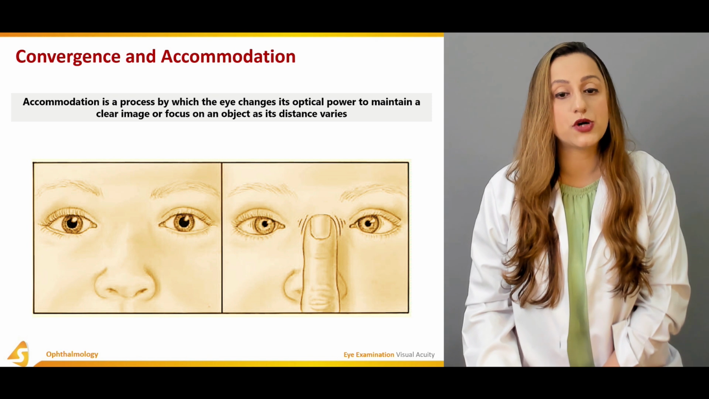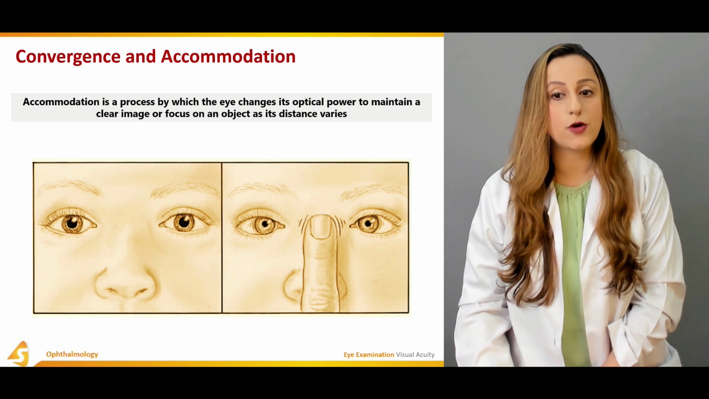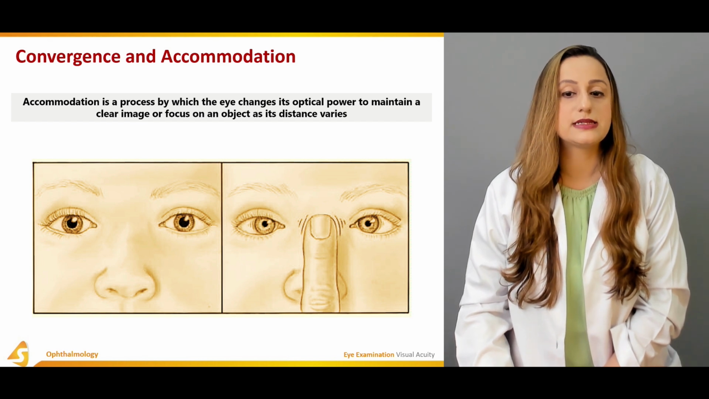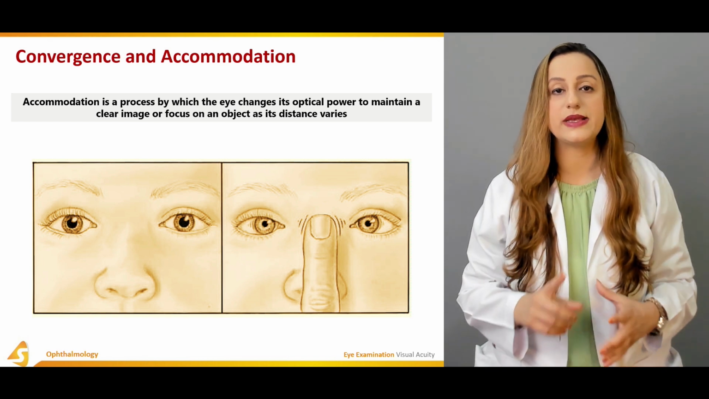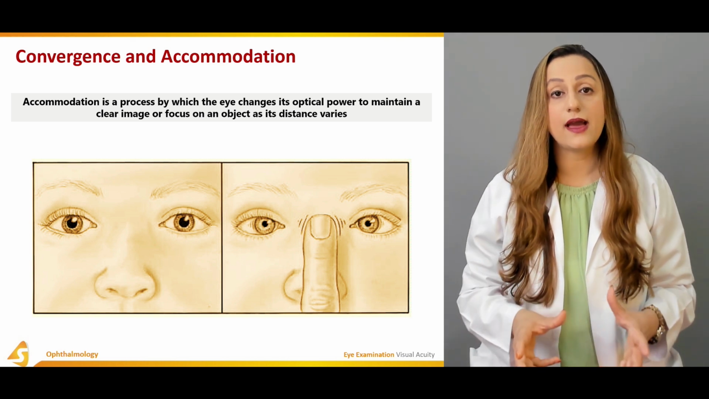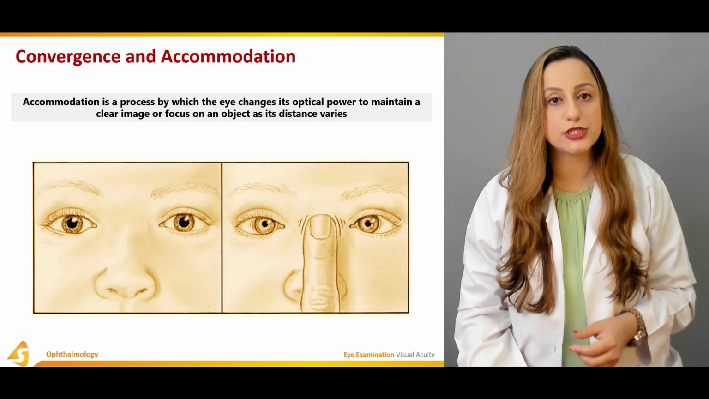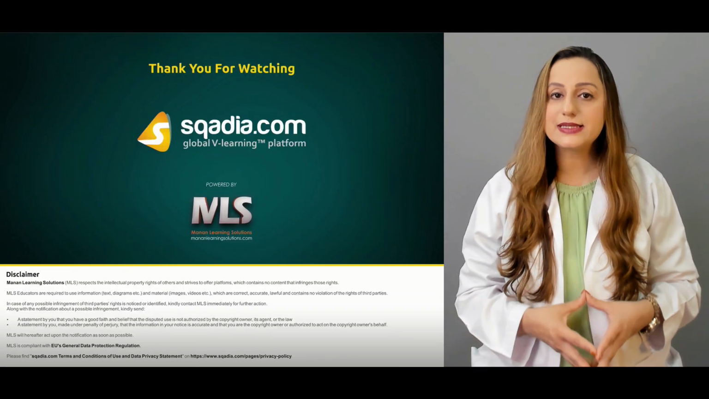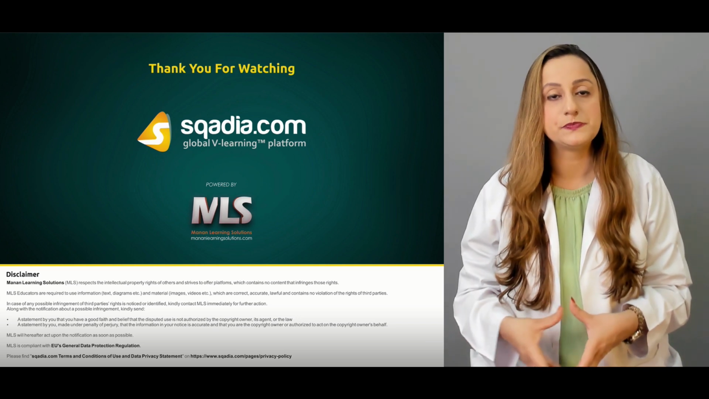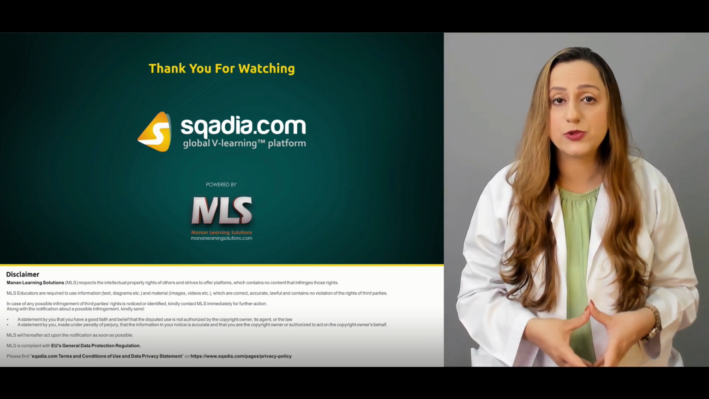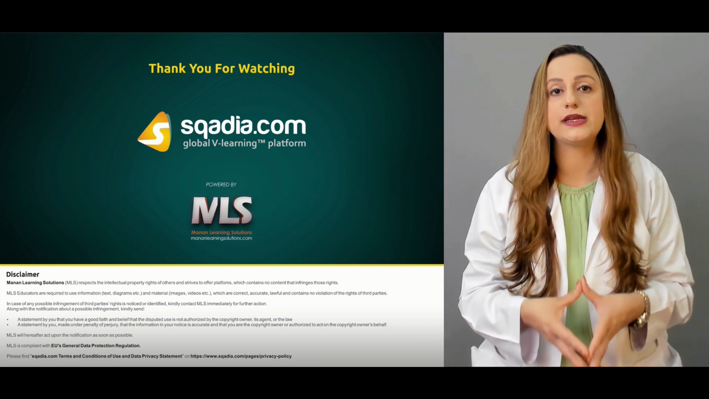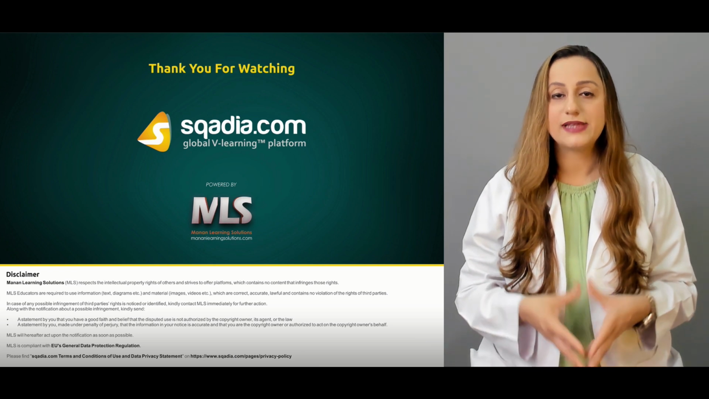Now, accommodation is a process by which the eye changes its optical power to maintain a clear image or focus on an object as its distance varies. And this is the test. It's basically a finger nose test that is carried out for checking this process of convergence and accommodation in patients. So in this section we focused on 3 main examinations: the visual acuity, the extraocular movements of the eyes, and the test for convergence as well. So that is the end of this section.